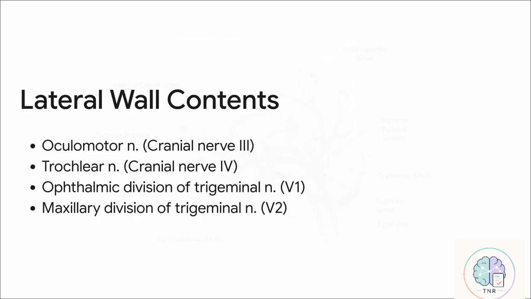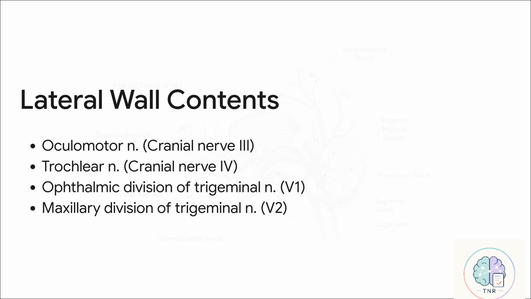So what's in there? Going sequentially from top to bottom, we find the oculomotor nerve. That's cranial nerve 3. Right below it is the trochlear nerve, cranial nerve 4. Keep going down and you hit the ophthalmic division of the trigeminal nerve, or V1. And finally, sitting at the bottom, is the maxillary division of the trigeminal nerve, V2.